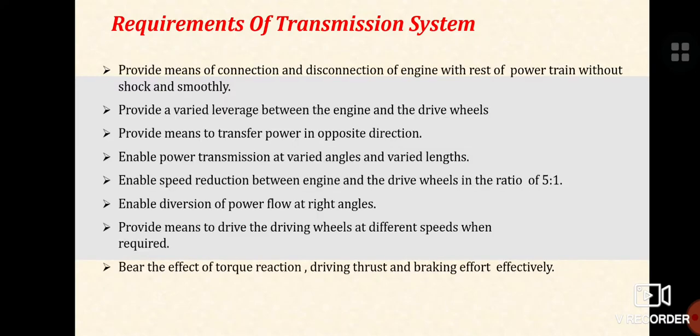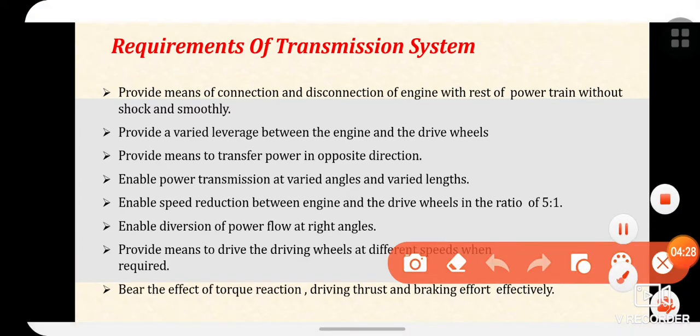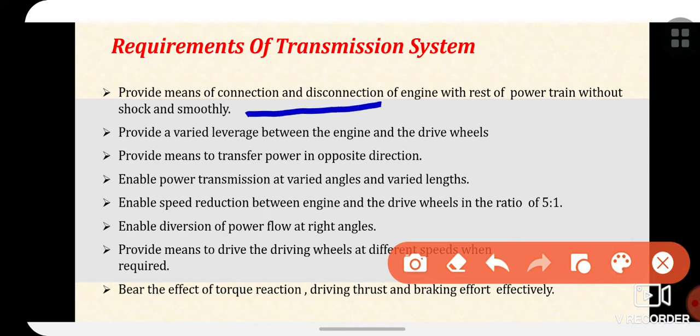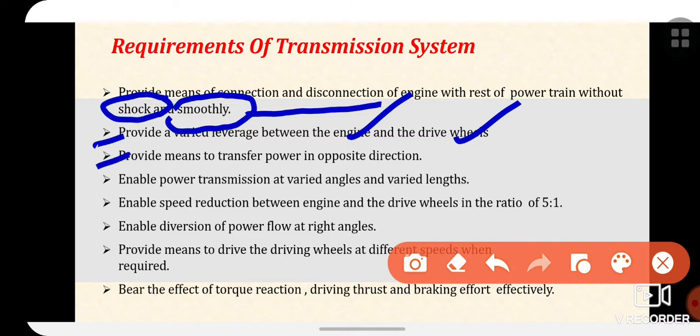Now we will discuss the requirements of the transmission system. There are many points we will discuss here. The transmission system is to provide means of connection and disconnection of the engine with the rest of the powertrain without shock, and it should run very smoothly. So first requirement, it should be free from shocks and the operation should be completely smooth. Then it is to provide a variation in leverage between engine and the driving wheel. Then it is to provide means to transfer power in the opposite direction. This is the requirement from the transmission system.